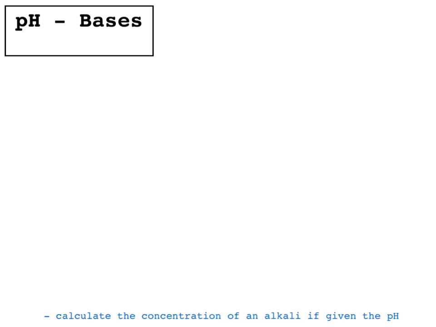So if you want to go back the other way and work out the concentration of an alkali if you're given the pH, you just got to basically work in the other direction. So the first thing you can do is calculate the concentration of H plus from the pH. So the concentration of H plus is going to equal 10 to the minus pH. And if you want to understand why that is, then you can watch the strong acids video.